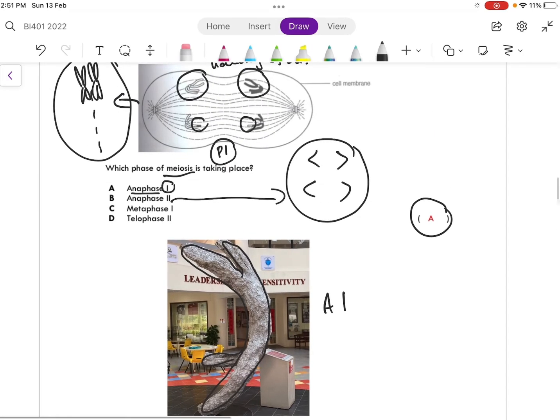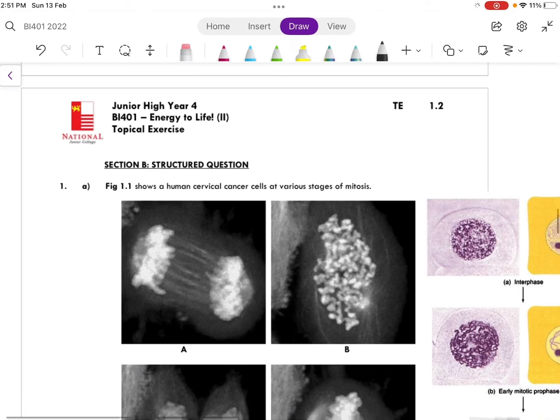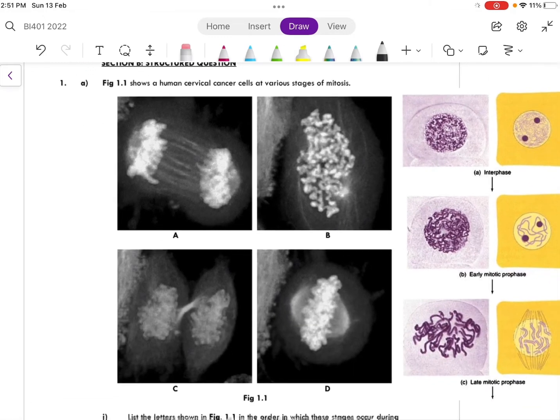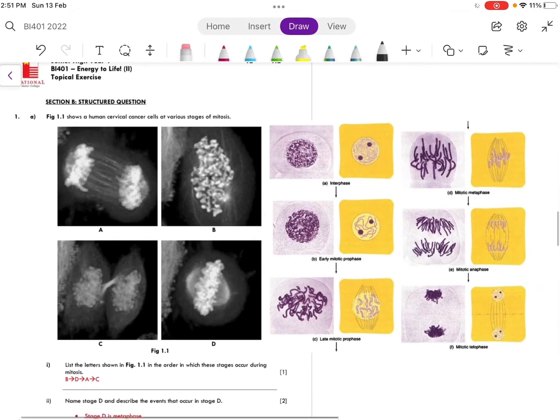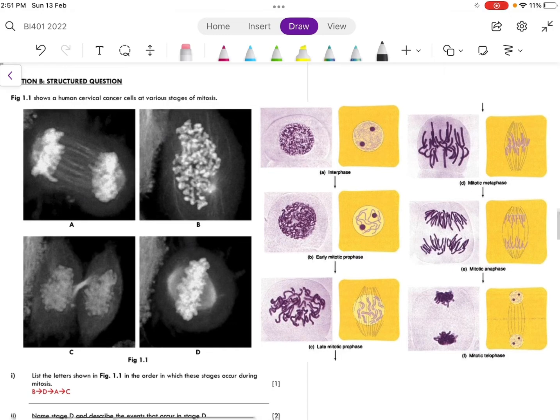We are now done with the MCQ. Let's go to the structured question. I would say this structured question was quite well done. I'm very proud of all of you for being able to identify the phases. If we practice using these images again, let's try again.